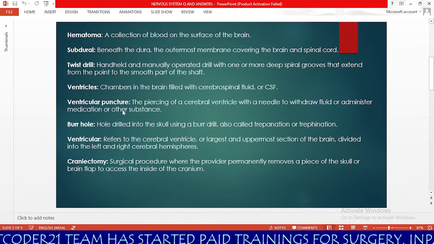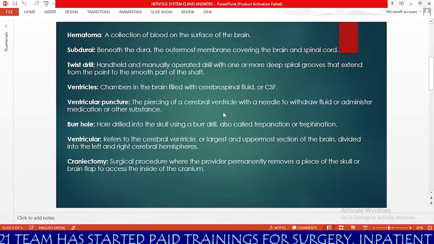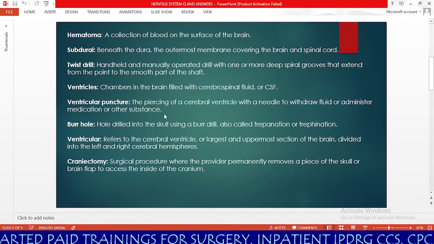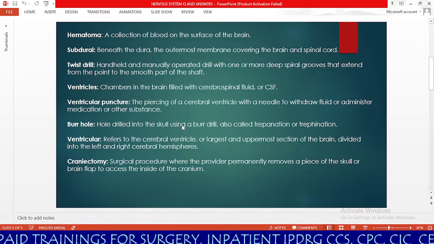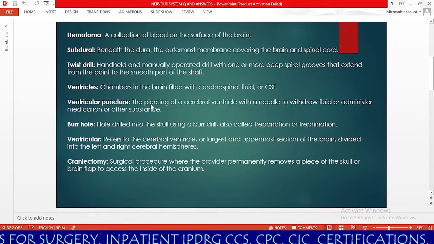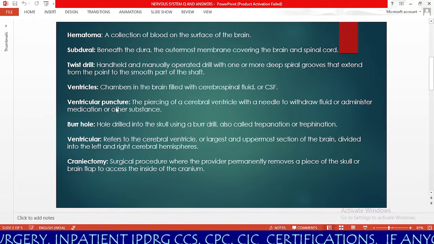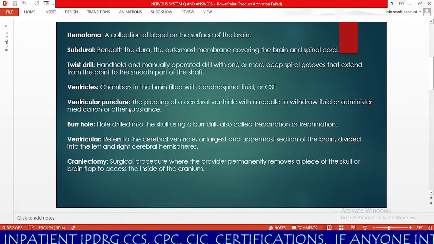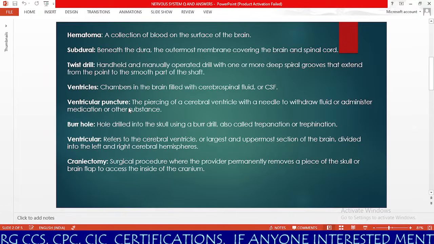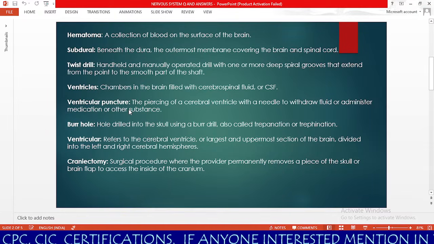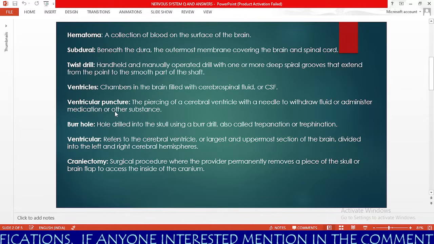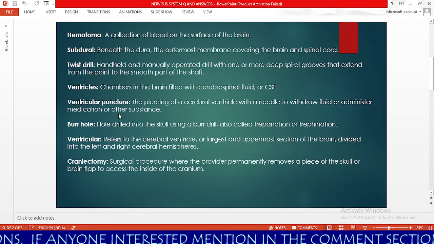So the next one is ventricular puncture. It is the piercing of a cerebral ventricle with a needle to withdraw fluid or administer medication or other substance. Whenever you see ventricular puncture, you need to remember that in order to remove the cerebrospinal fluid, the physician will pierce the brain ventricle. This ventricular puncture will not be performed on the ventricle of the heart. As soon as you see it, remember that the physician is performing a procedure on the brain. The purpose is piercing the cerebral ventricle in order to administer medication or other type of substance.